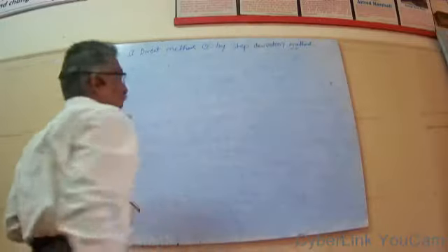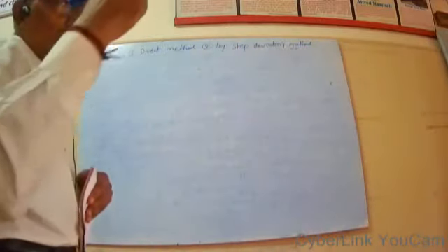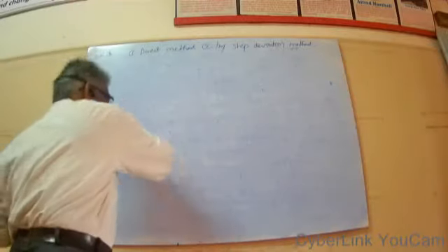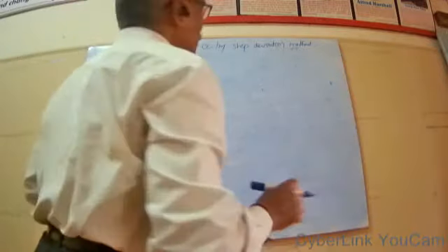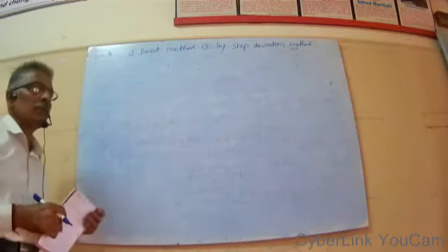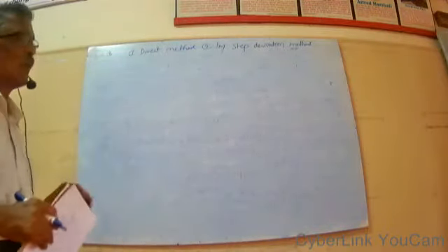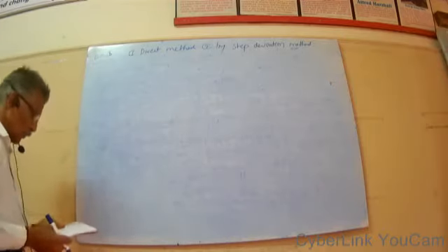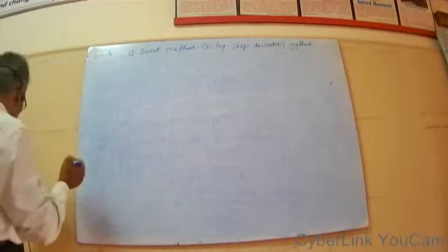In the step deviation method, you have to choose an arbitrary number from the given frequency distribution and take the difference between it and all the given numbers, and divide by the class width h. So let us take up the example like this. Given example is like this.